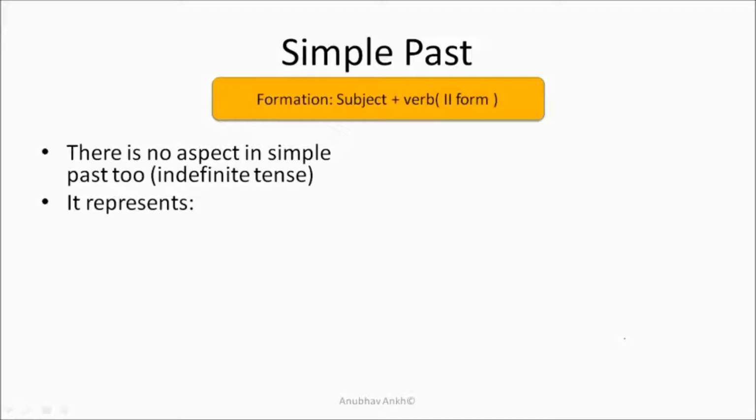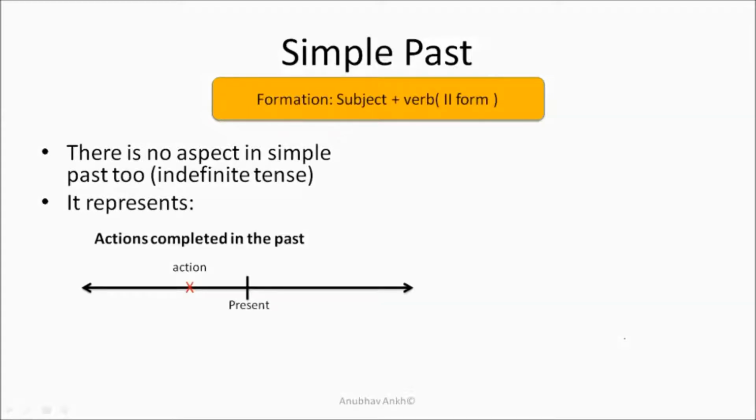Clear? What does simple past represent? It represents actions completed in the past. See, we are at the left hand side of this center present point. So the action completed in the past is basically expressed with simple past tense. Clear? It can also represent habits of the past.